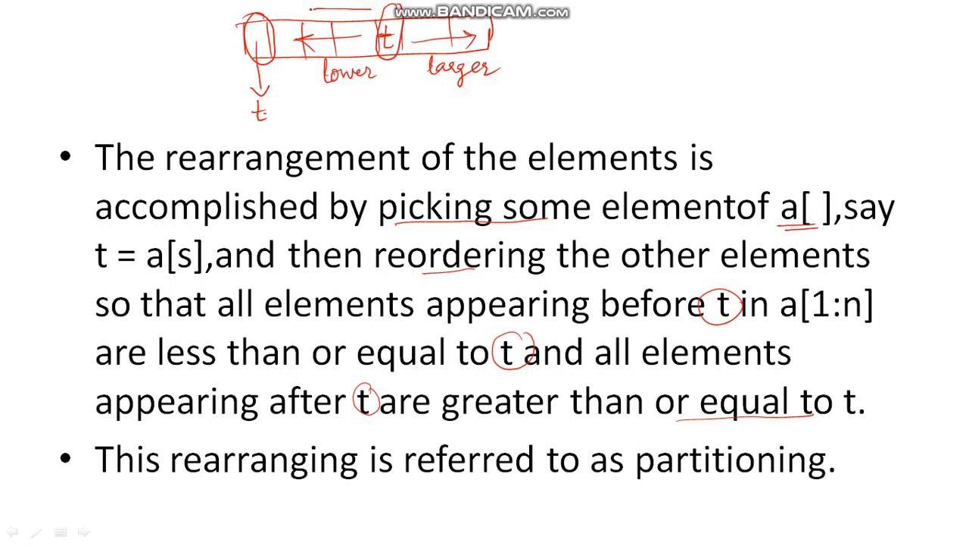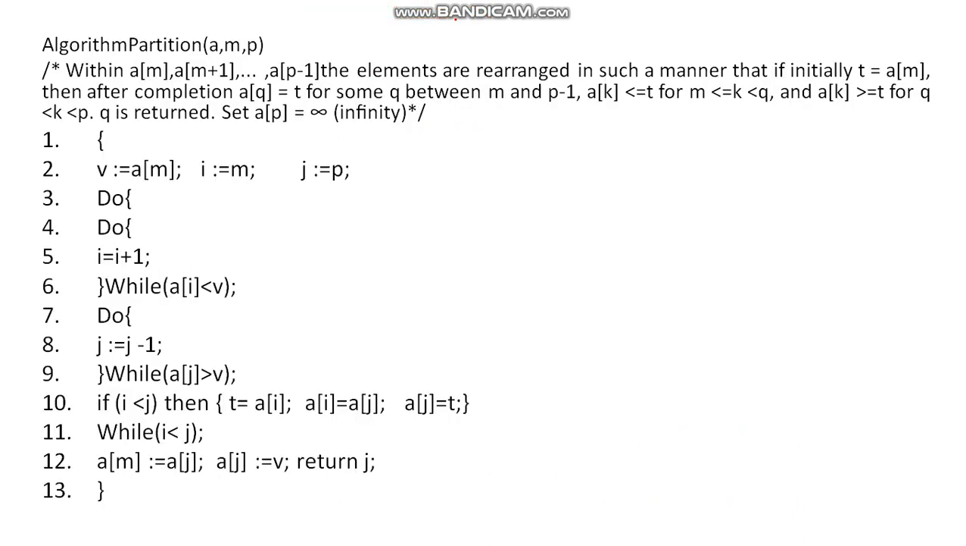Now you have to sort the left hand side of t separately and the right hand side of t separately to get the complete array sorted. This is how quick sort works. And this t, wherever it is placed, is called a partition. The rearrangement is referred to as partitioning. That means you can apply sorting separately to the left hand side and separately to the right hand side. Let us move ahead and discuss the partitioning algorithm.